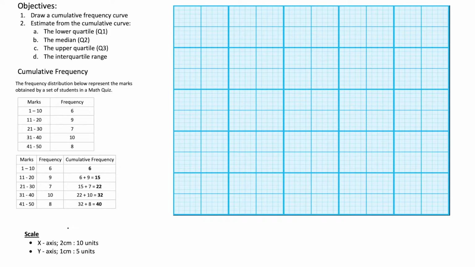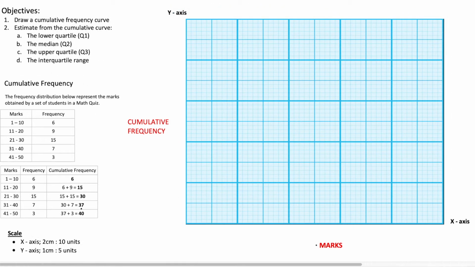Now, to draw the curve, we need to establish a scale. The scale that we're going to use for this frequency curve is, on the x-axis, 2 centimeters to 10 units. On the y-axis, 1 centimeter represents 5 units. On the x-axis, we're going to represent our marks, and for the marks, we're going to use the upper class intervals. Looking at the scale, every 2 centimeters we're counting by 10 units.